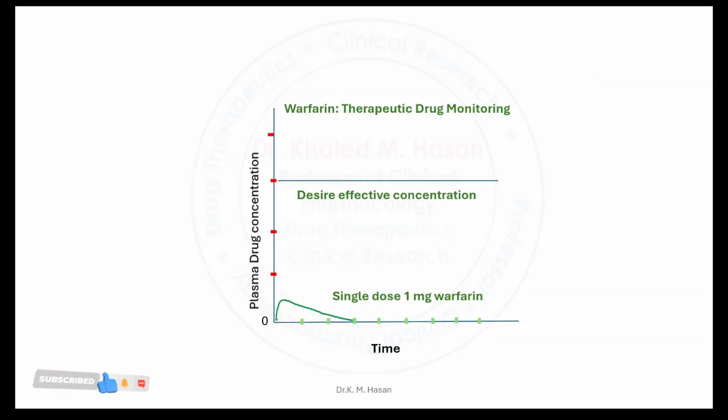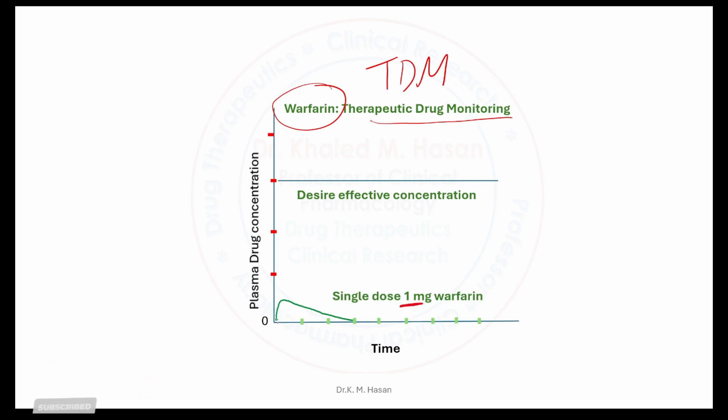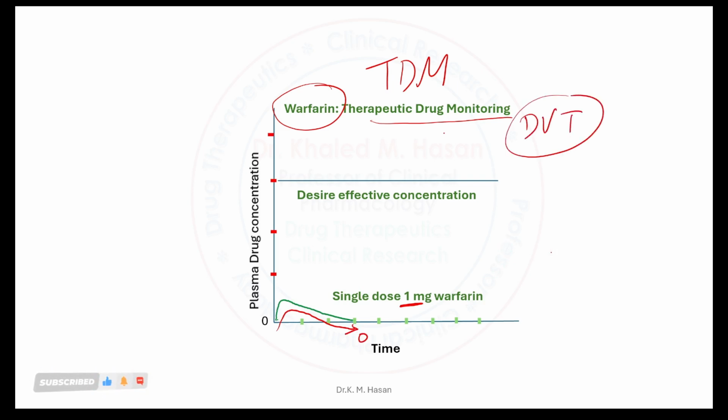Here we have an important example about medication, warfarin. We know warfarin is an anticoagulant medication, and warfarin requires therapeutic drug monitoring, TDM. If you prescribe warfarin as a single dose, you can see we have the peak, then a decrease to zero. We don't use it this way because this should be long-term treatment, weeks, months, and years, to prevent deep vein thrombosis or for treatment of deep vein thrombosis.